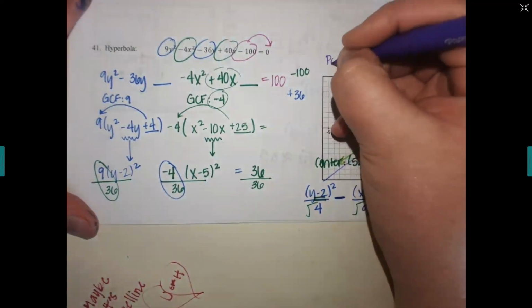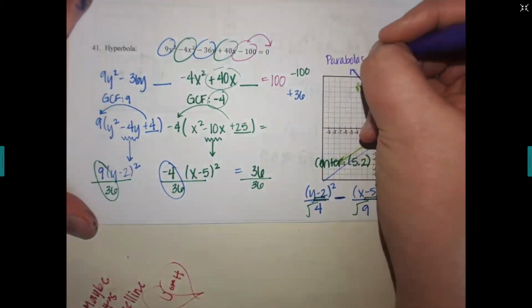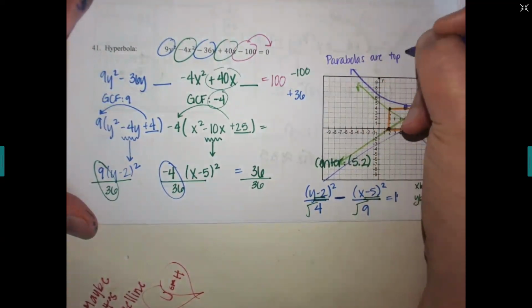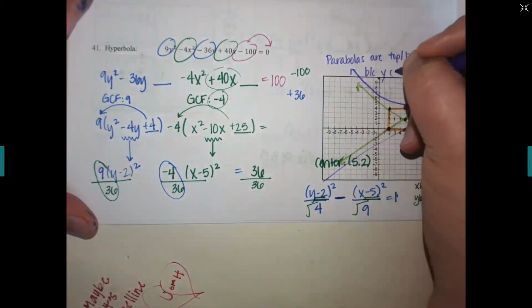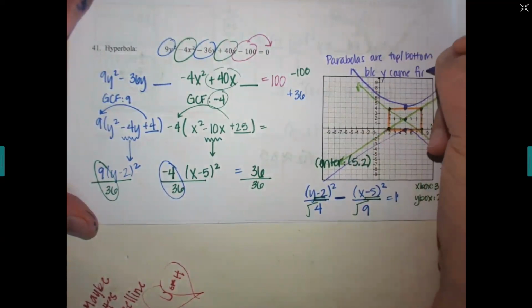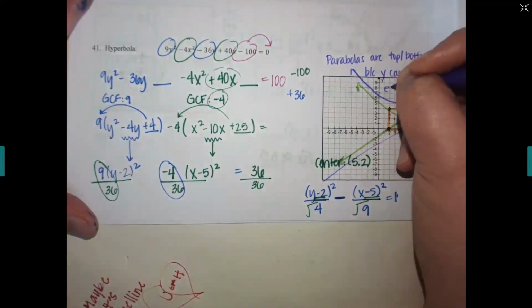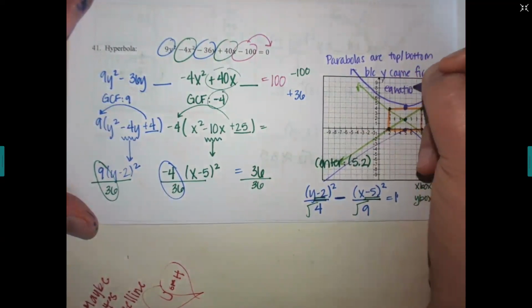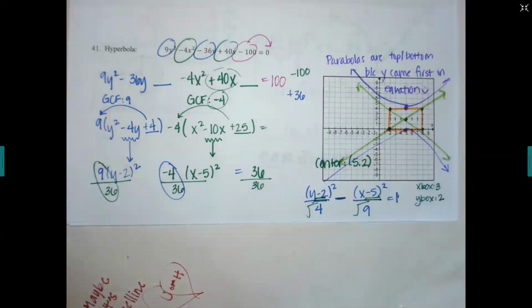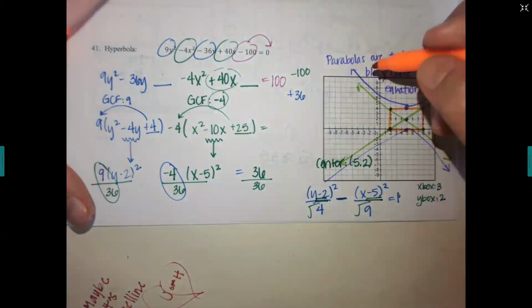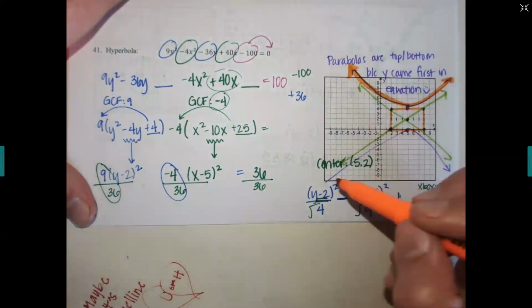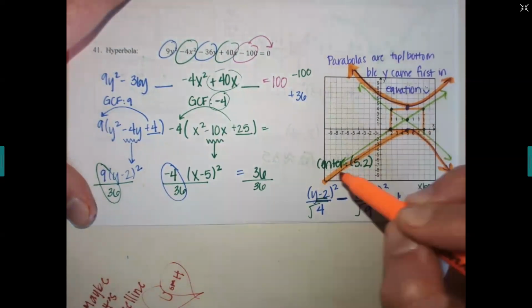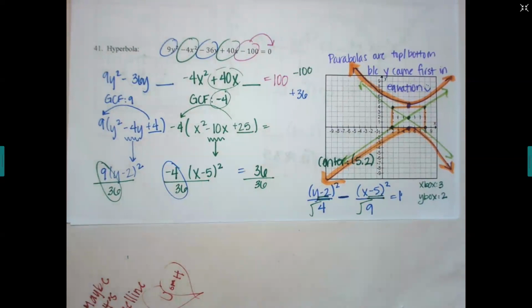Okay, then I'm going to put parabolas are top, bottom, because y came first in the equation. Okay. So our parabolas are up here and down here because the y came first in the equation.